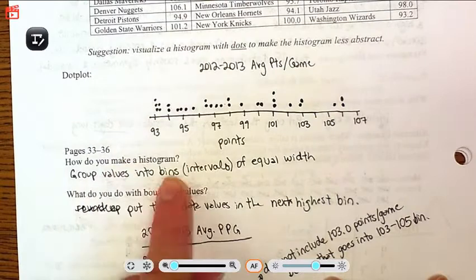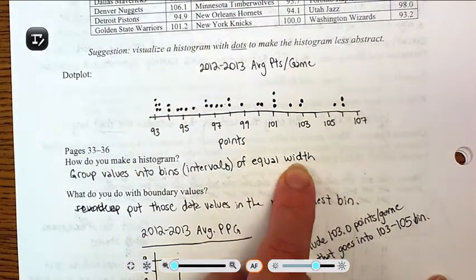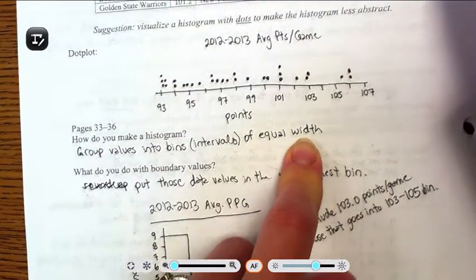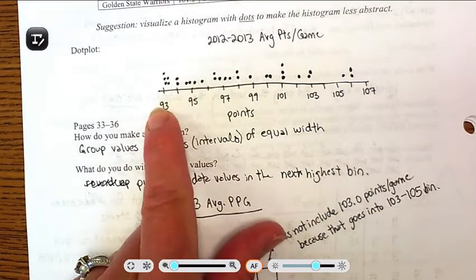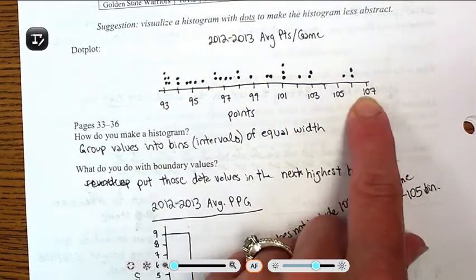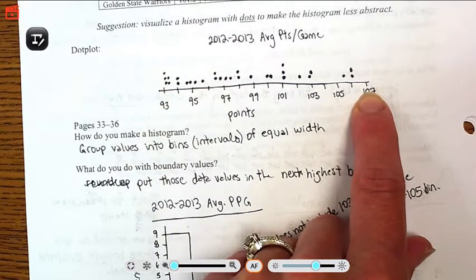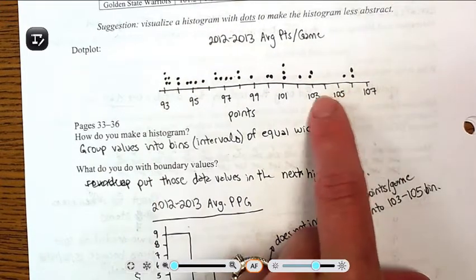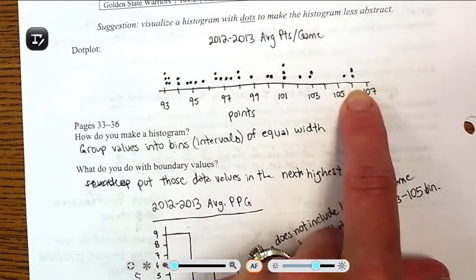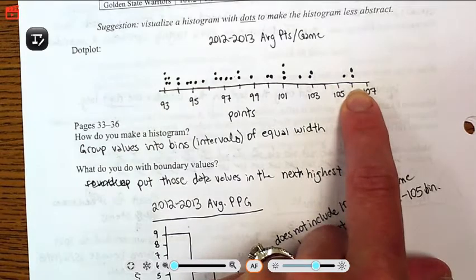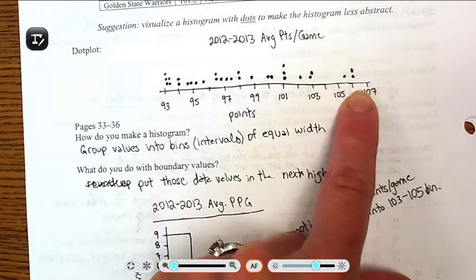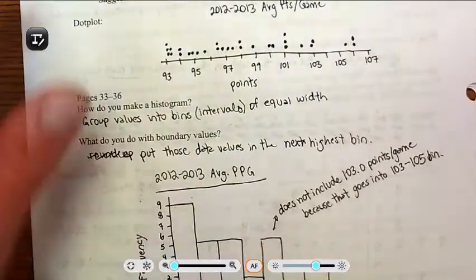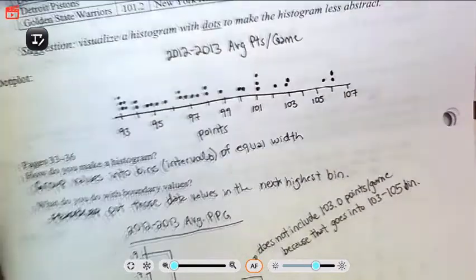So we're going to first group the values into bins of equal width. Just like a stem and leaf plot, I want about 7 bins ideally. Okay, so I'm thinking, how do I go from about a 93-point minimum to about a 106-point maximum and include about 7 bins? Well, I see from 93 to 106 is 13 total point value difference between the min and max, 13 points. And if I want 7 bins, I can make my bins of about 2 points each.